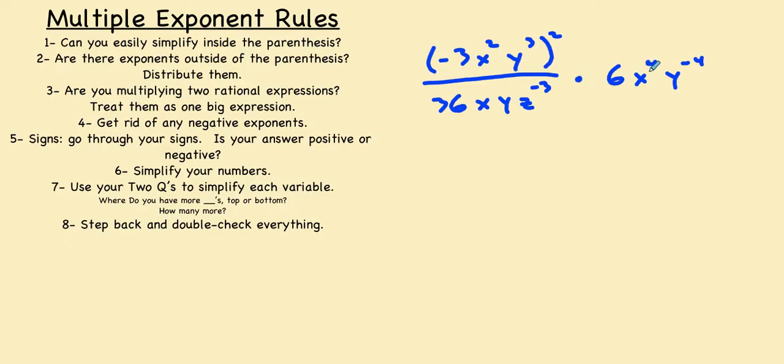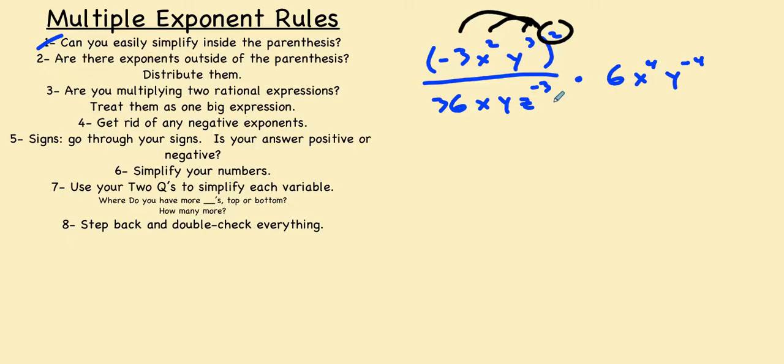Now here I am multiplying 2 things, and I'm just going to run through the same rules. So can I easily simplify things inside the parentheses? My parentheses right here, nothing to be simplified, so rule number 1, done. Rule number 2, are there any exponents outside the parentheses? And in fact, I do have a 2 out there, so I'm going to distribute that to the y, to the x, and to the negative 3.